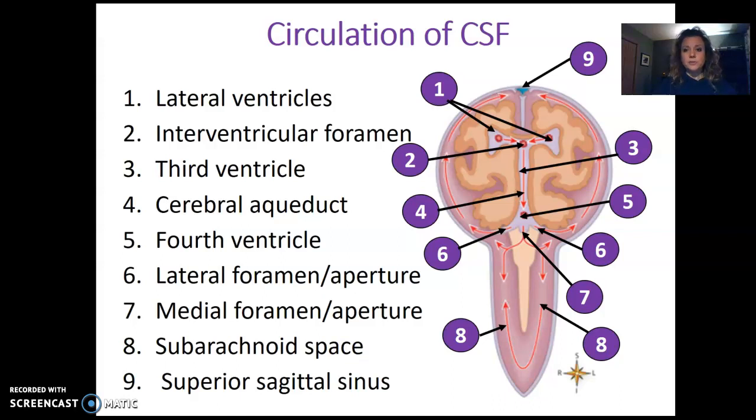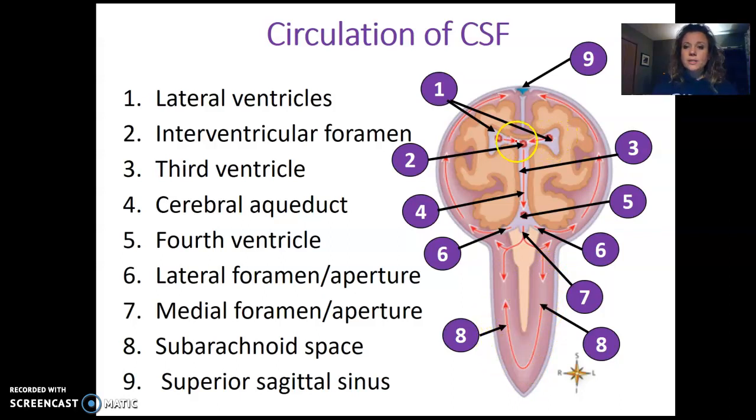So this picture looks a little bit scary. Please just label the numbers on your paper as I talk through it. So what we're looking at is a coronal section of the brain and the spinal cord. And so this darker portion here is the cerebral cortex, and the tan portion is the white matter. And then we have our brainstem, and we have the spinal cord here. And remember that the meninges are going to extend beyond the spinal cord. So that's what this dip in the meninges is here.